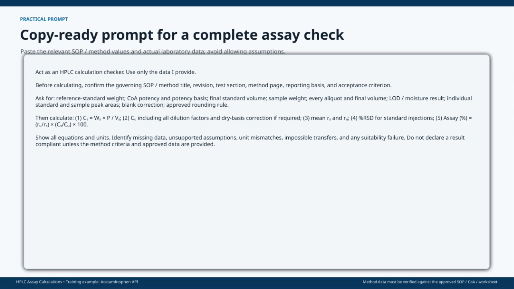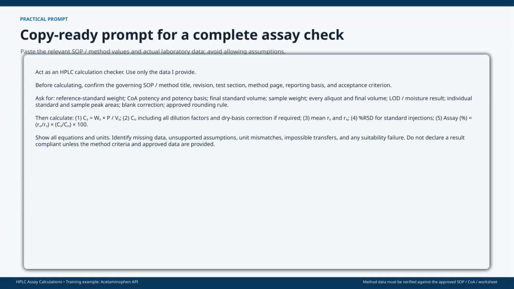The calculation steps include determining the concentration of the standard solution, CS, and the concentration of the sample, CU, incorporating dilution factors and dry basis corrections where needed. You then calculate the mean response ratios for standards and samples, RS and RU, the relative standard deviation to assess precision, and finally, the assay percentage itself using the formula provided.